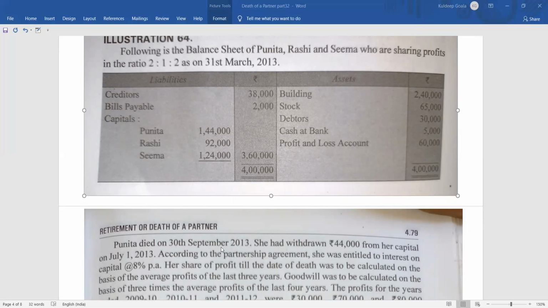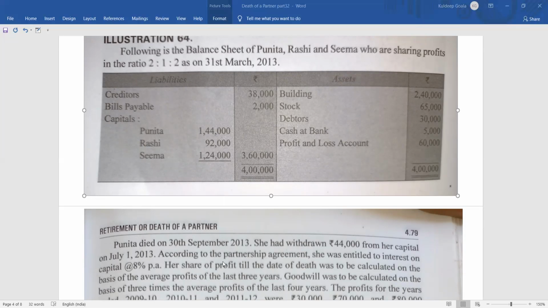That means how many months was she alive? April, May, June, July, August, September. So she was alive for 6 months, and all the treatment will be done for 6 months. She had withdrawn 44,000 from her capital on July 1, 2013. The drawings were 44,000 on July 1, 2013.